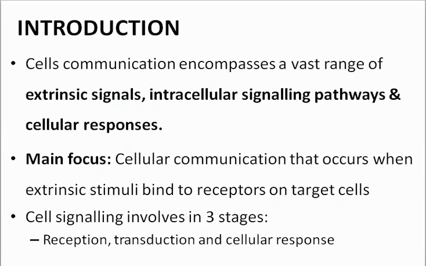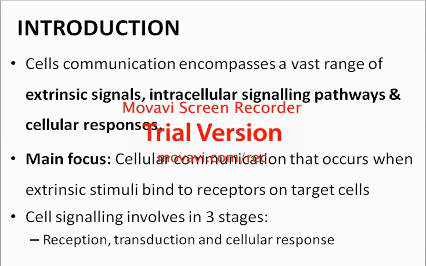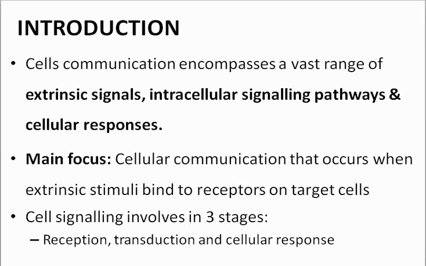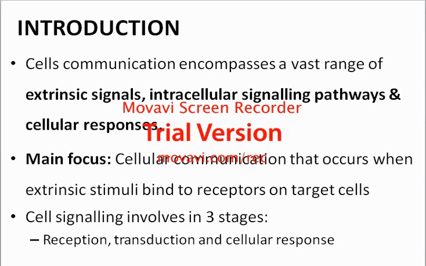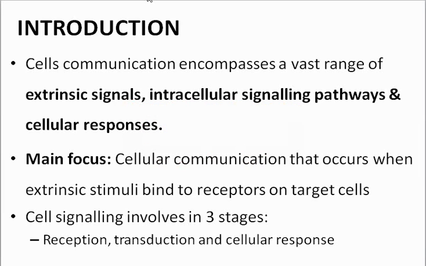Introduction. Cellular communication encompasses a vast range of extrinsic signals, intracellular signaling pathways, and cellular responses. The reason cell signaling occurs is in response to their microenvironment, as the basis of development, tissue repair, immunity, as well as homeostasis. The main focus of this topic is cellular communication that occurs when extrinsic stimuli, which is outer stimuli, bind to receptors on their target cells.